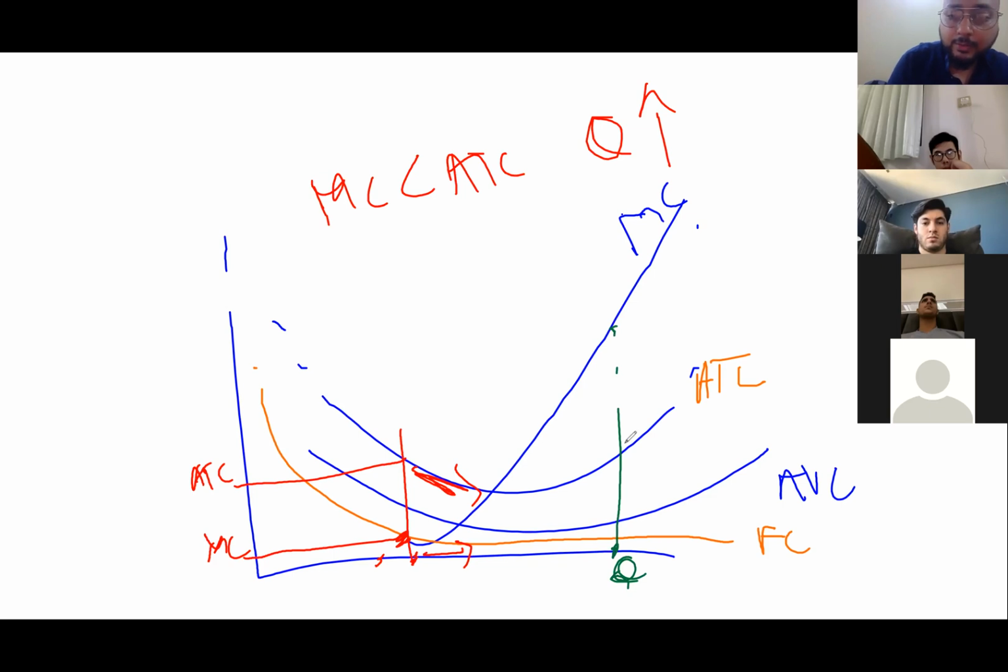And your average total cost is at this point. So at this point, your MC is greater than average total cost. So if this condition occurs, what is the managerial decision? Reduce the production. So when you reduce the production, average total cost is decreasing. See?